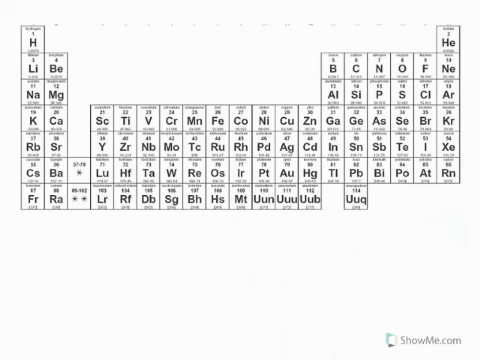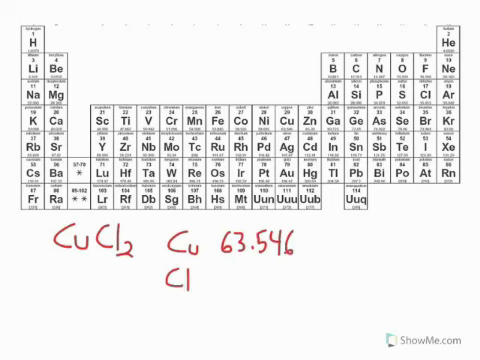Okay, so let's do copper chloride, CuCl2. So the copper, I write down copper has a mass of 63.546. The mass of chlorine is 35.453, and there's 2 of them. So I put 2 down there. 35.453 times 2 plus 63.546 gives me my answer.